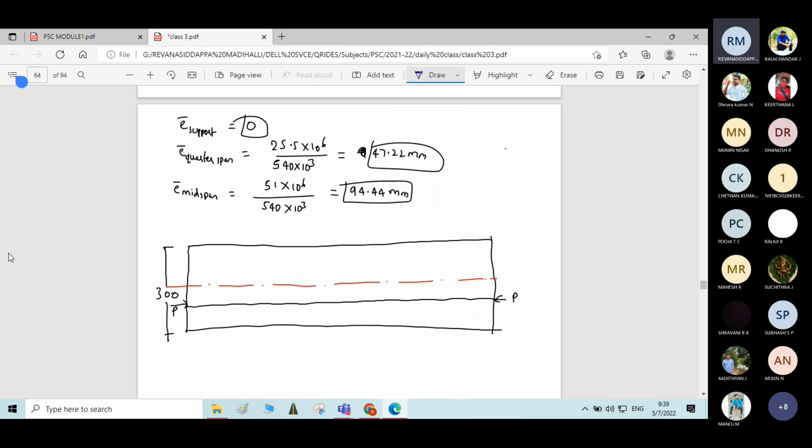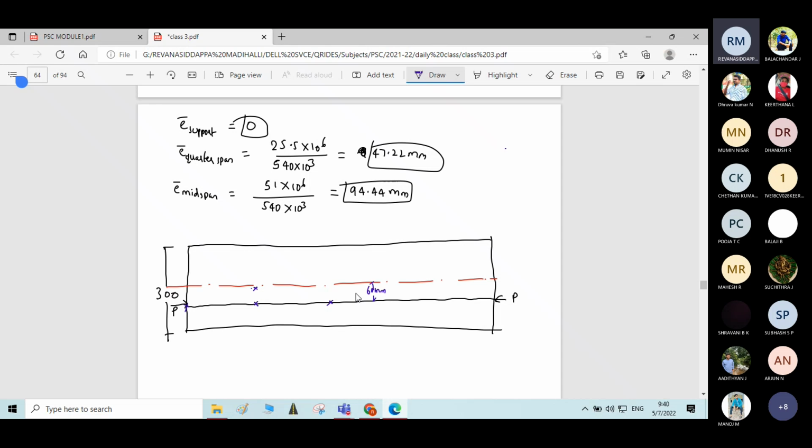Just see, at the support location the pressure line is 0. And at quarter span location the pressure line is 47.22 millimeter. So this is the center of the span, this is the quarter of the span. 47.22 means somewhere here it will come, because this is 60 mm.